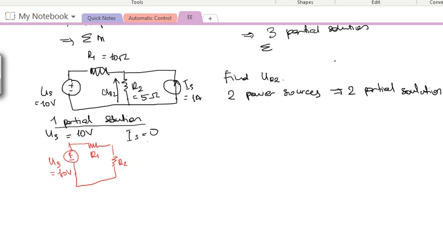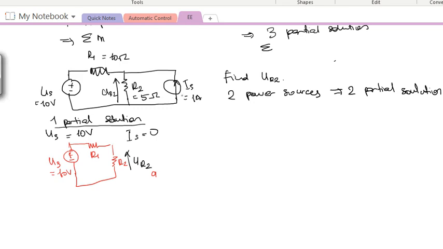So what do we do now? We solve this circuit in order to find the parameters that we're interested in. The parameter that we're interested in was UR2. So UR2 in the first partial solution, I'm going to call UR2A. So how do I calculate UR2A? In order to solve this, you can use whatever theorem or properties that we have learned before that is already in your knowledge bag.